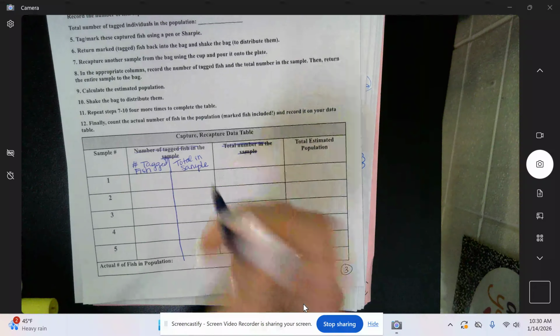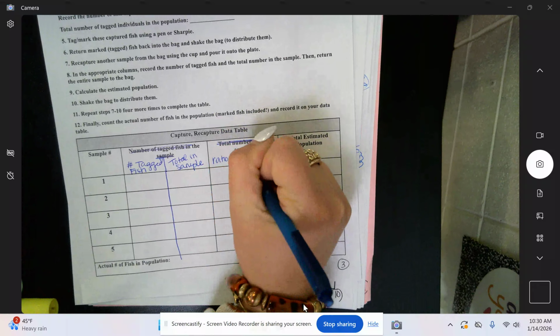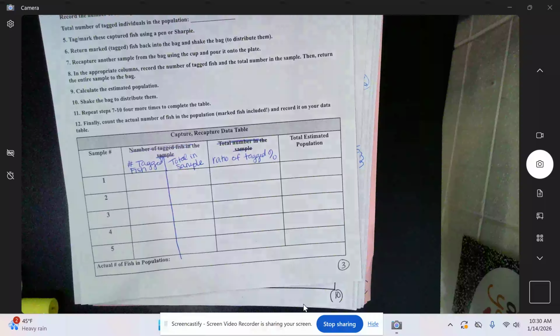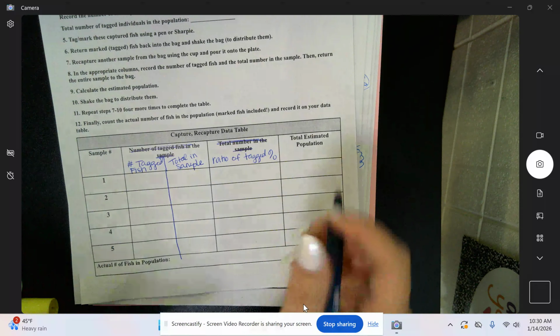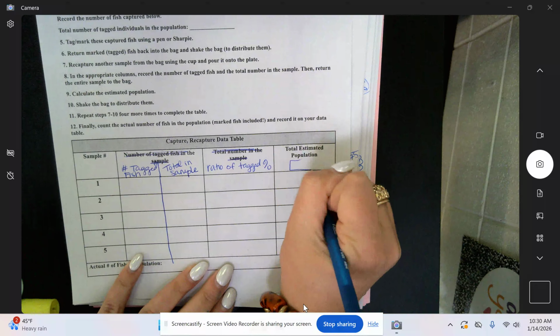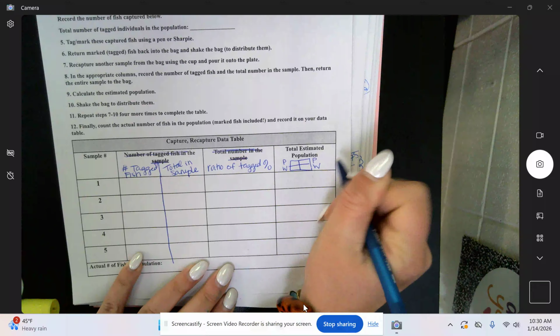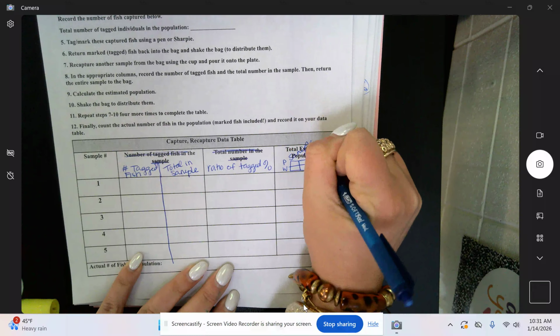The next column is going to be your ratio of tagged as a percent. So remember, you put part to whole and change your part to whole to a percent, right? And then to find this, you're going to use a ratio box of part to whole, but this is your sample and this is your population.